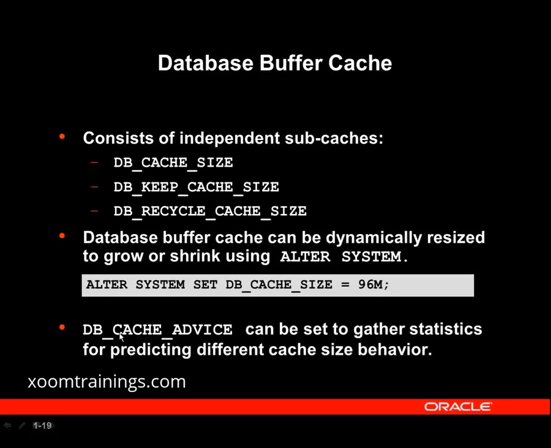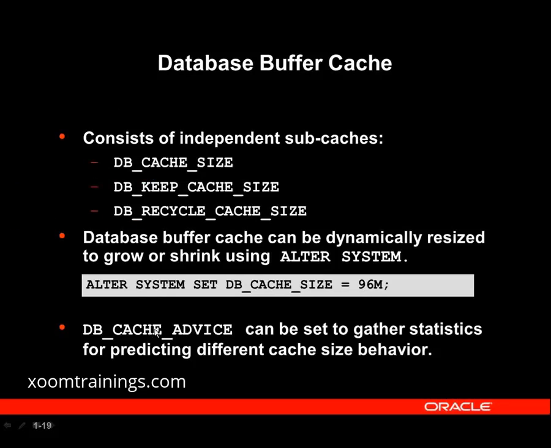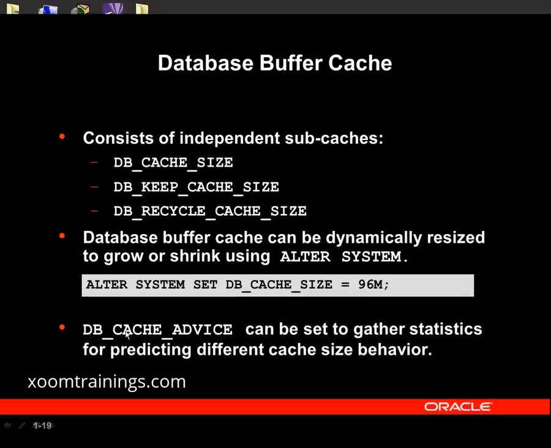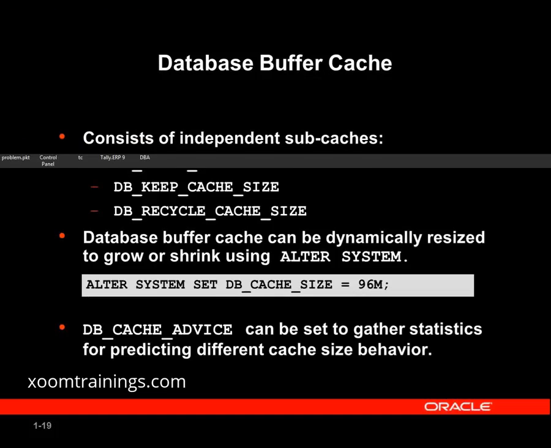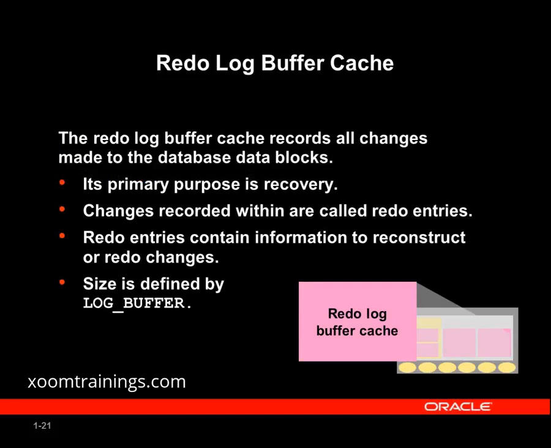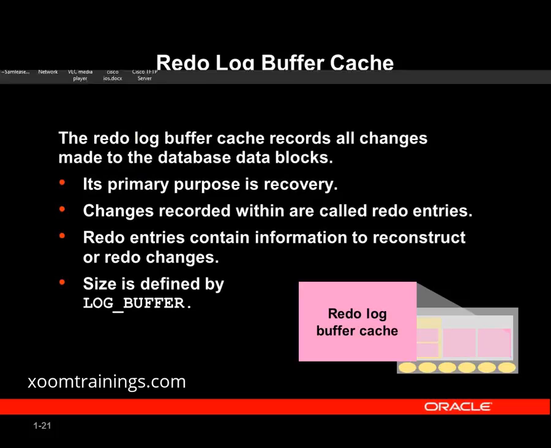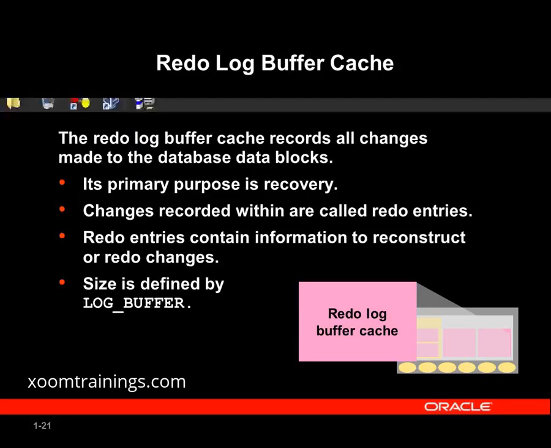In that case, DB cache advice is required, and we could set it using commands like alter system, or at the parameter file level. For tuning, the more important thing is what advice can be given for the different components. We could have advisors for tuning memory components like the shared pool, Java pool, database buffer cache, and so on. Now the next component granule is the redo log buffer.